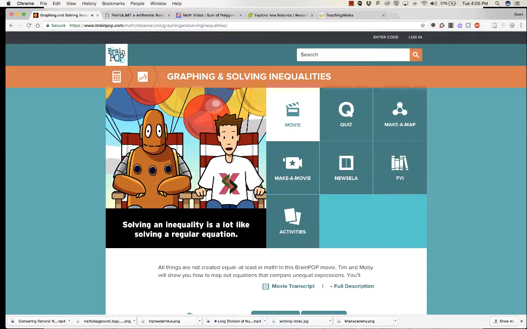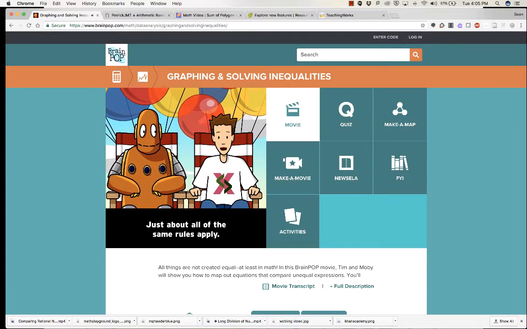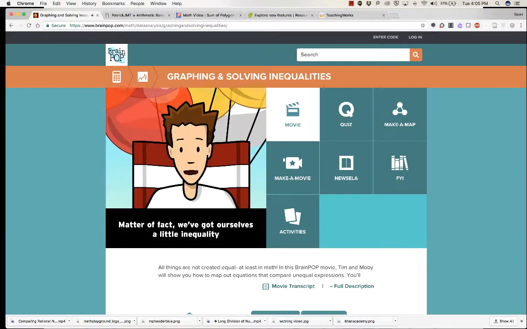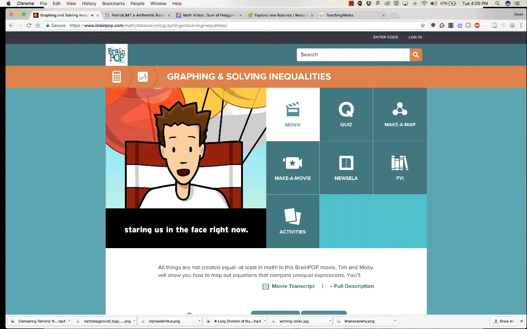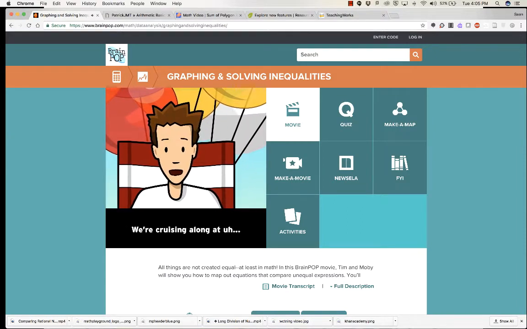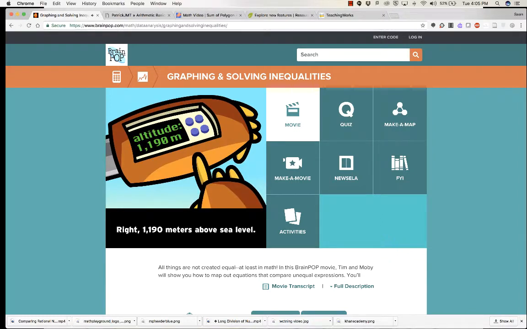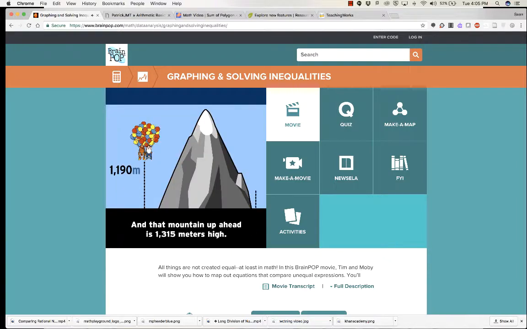Solving an inequality is a lot like solving a regular equation. Just about all the same rules apply. The difference is that an inequality shows the relationship between quantities that are not equal. Inequalities use symbols like greater than, less than, greater than or equal to, and less than or equal to. Matter of fact, we've got ourselves a little inequality staring us in the face right now. We're cruising along at, right, 1,190 meters above sea level. And that mountain up ahead is 1,315 meters high.